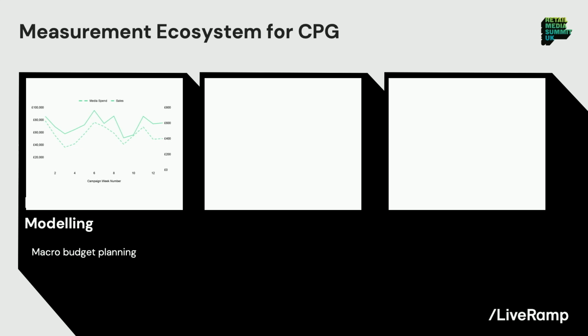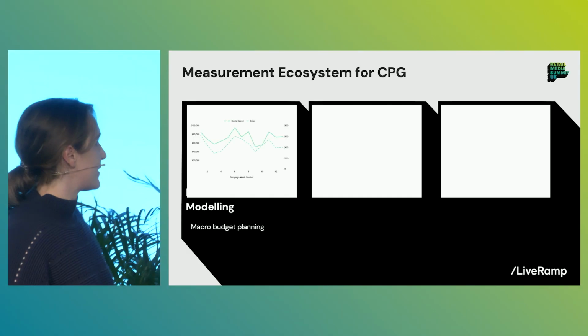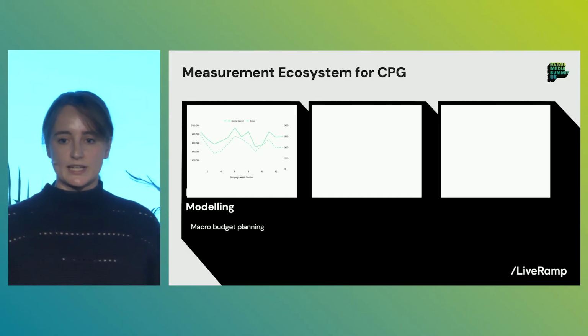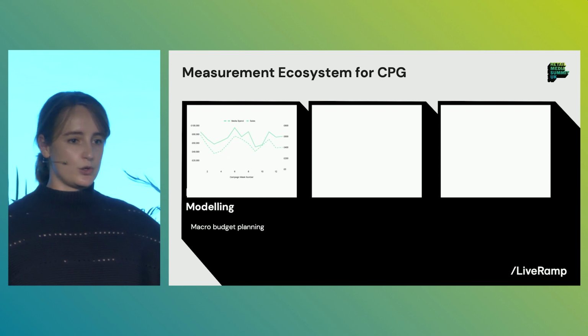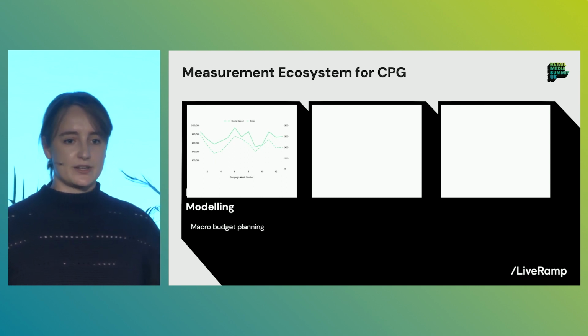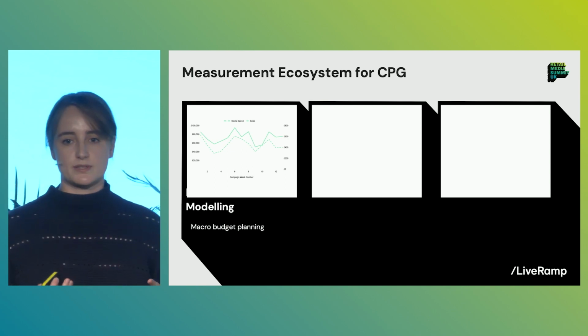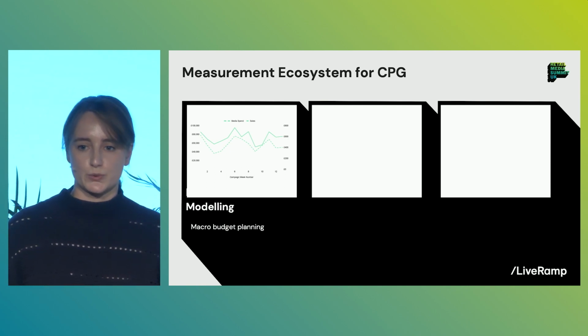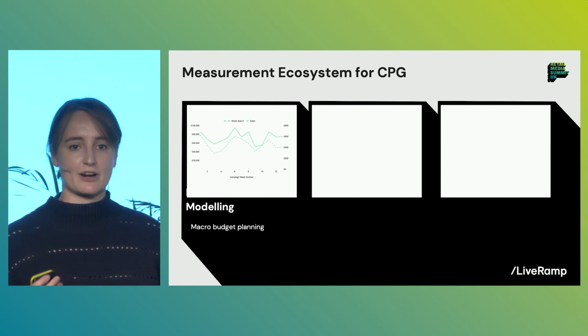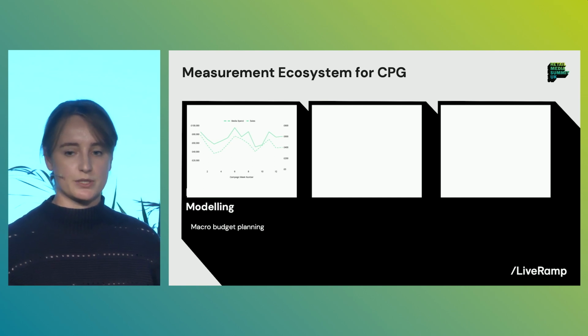More broadly than just retail media, if you're a CPG brand, you're probably measuring your campaign effectiveness in one of three ways. The first, that top-level modeling approach where you have your total media investment across all your different channels, your total sales across all different channels, and trying to use those touch points to model the impact of your media and give macro-level budget recommendations for how you should be investing.